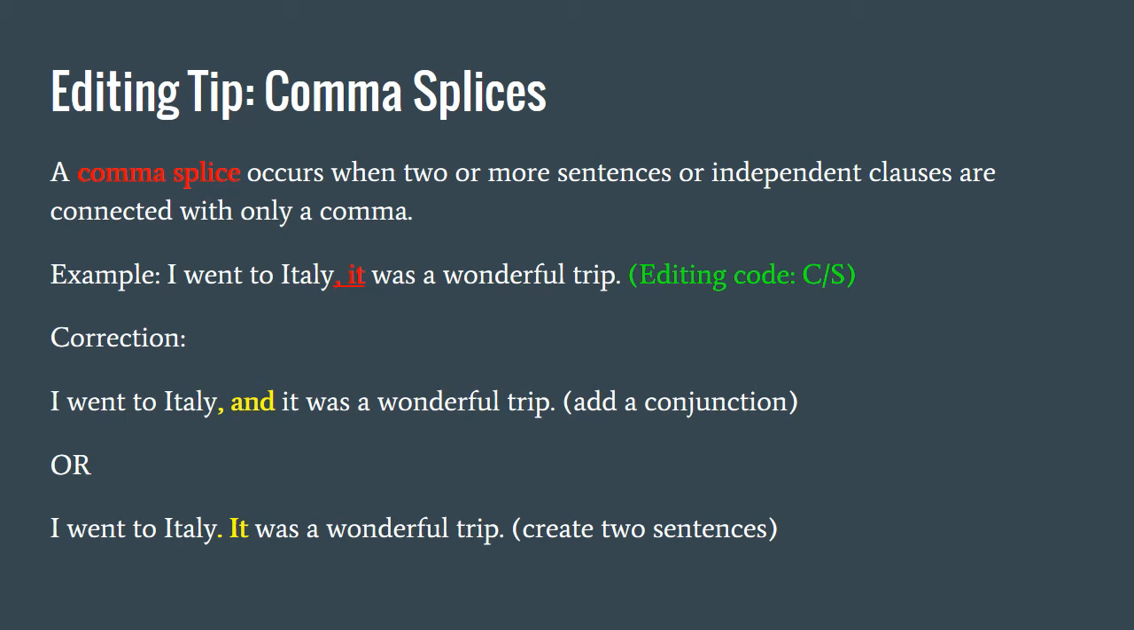When you think of comma splice, think comma, like comma, and splice, like it's a slice of a sentence, just sliced in half. And then you can remember comma splice. So the correction here is, I went to Italy, comma, and it was a wonderful trip. So you can add a conjunction, or the second option, I went to Italy, period. It was a wonderful trip. Create two sentences. Also, if you feel it's appropriate, you can add a semicolon. No problem.